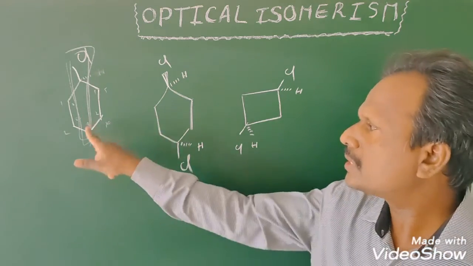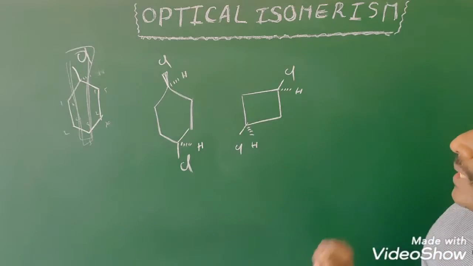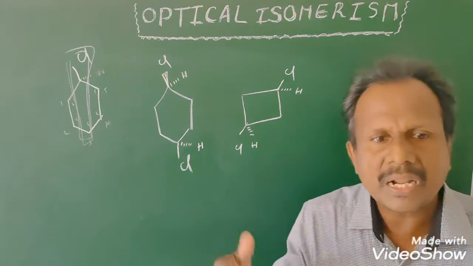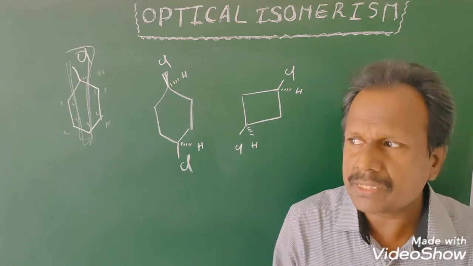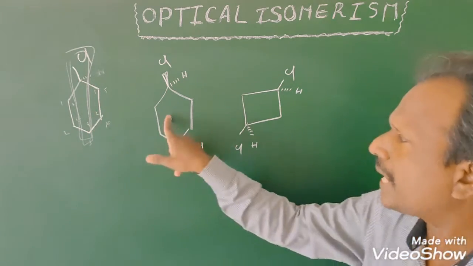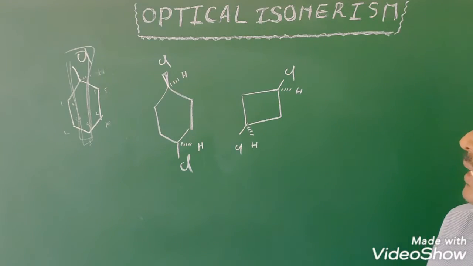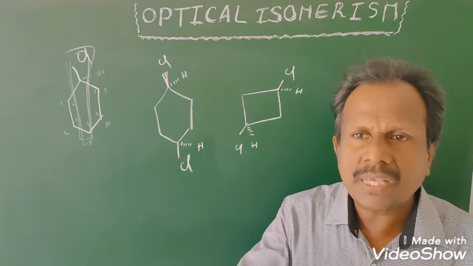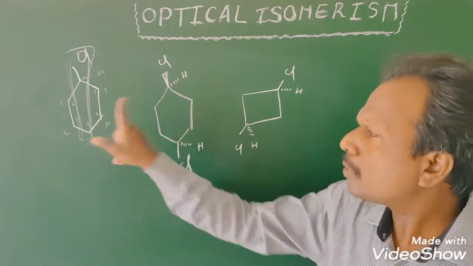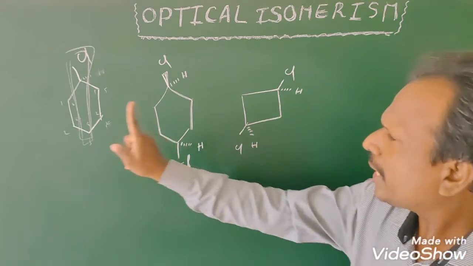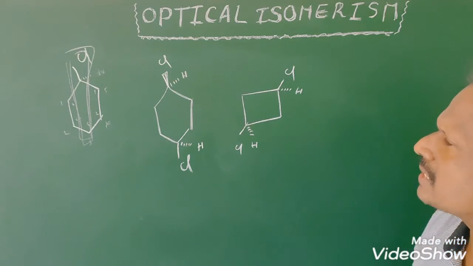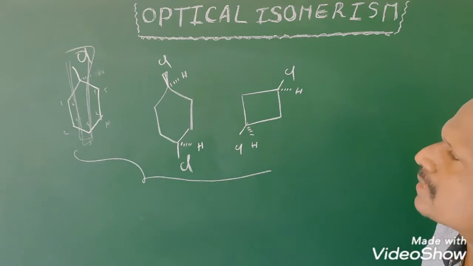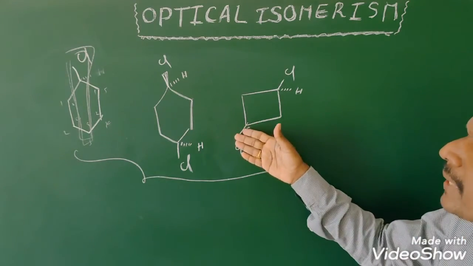The molecules which have a plane of symmetry or center of symmetry or both, what happens? That molecule is optically inactive. Certain organic molecules rotate the plane polarized light clockwise or anti-clockwise. These compounds do not rotate the plane polarized light because they are optically inactive, because they contain symmetry. Presence of symmetry leads to optical inactivity.